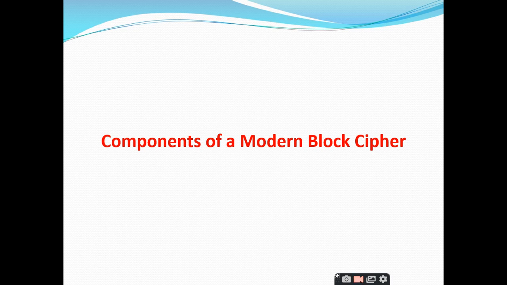So in the last session we discussed the concept of components of the modern block cipher. We have started the session, and can anybody tell me what are the various components we have in the modern block cipher? First of all, tell me what is a block cipher? What do you mean by a block cipher? Anybody please respond.